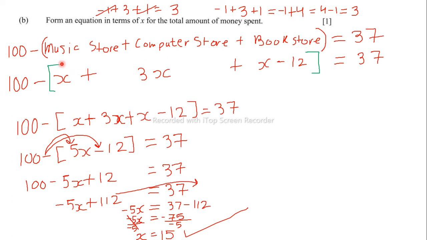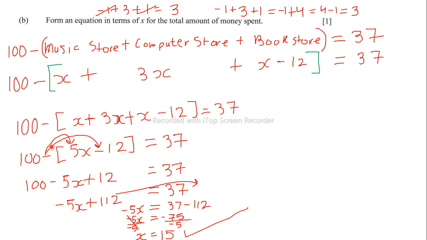And so what we did was we had to bracket this out because we had to first deal with the thing in brackets. We basically had to add up what he spent at the music store, computer store, and bookstore. Then we say, okay, like terms, x plus 3x and x, that's gonna be 5x. Then we only have the negative 12 at the back, and there are no like terms with it inside this bracket. Then we get 5x minus 12, but we know we have a negative out front, and so we have to distribute that negative to each term.